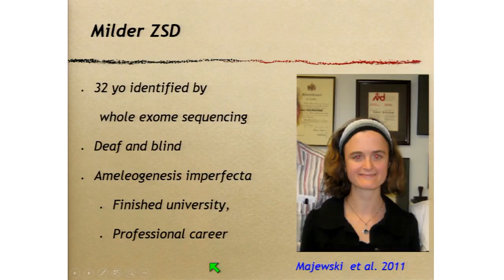And so this would be another example of milder Zellweger spectrum disorder. This is a 32-year-old woman who was identified by whole exome sequencing. She was deaf and blind, and she had amelogenesis imperfecta. She had a normal MRI, had no adrenal insufficiency, had no liver disease. She finished university and has a professional career. This was reported in 2011, and I think this patient and many others, as Hans will present, are showing to us that this spectrum is broad enough to include normal intellect.